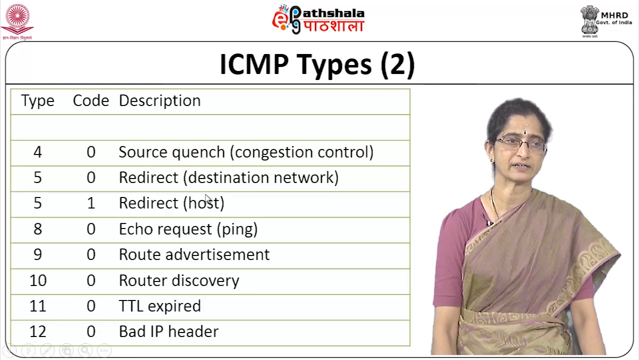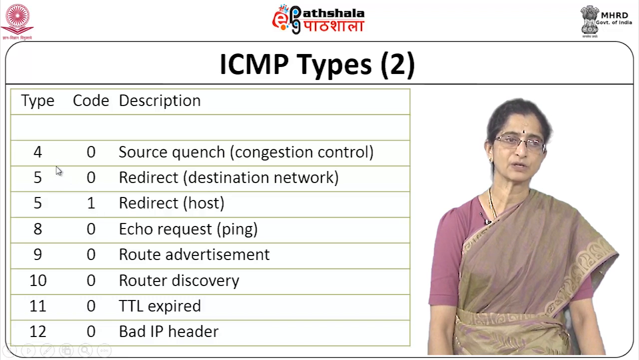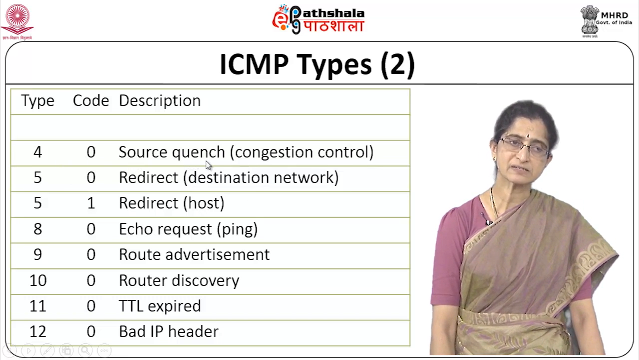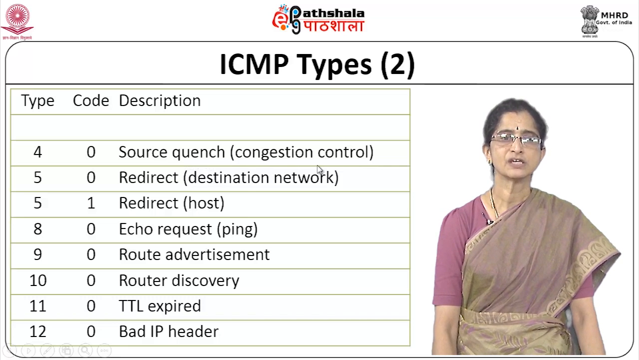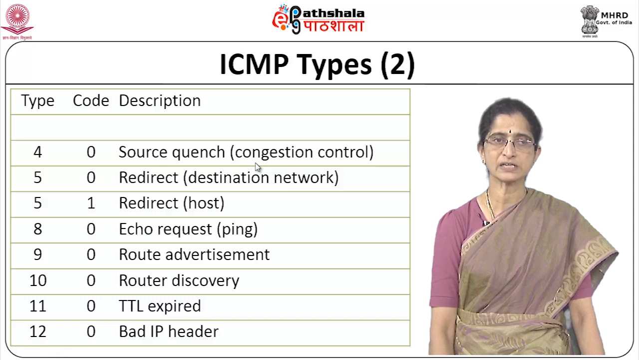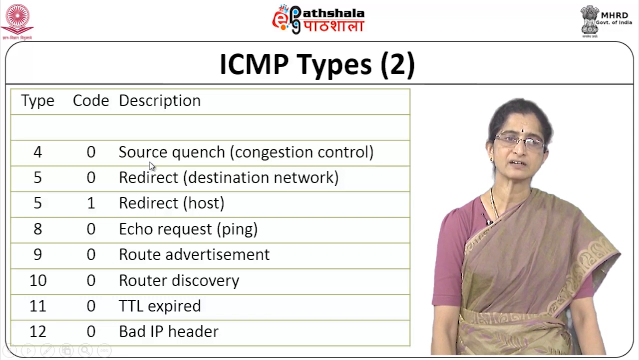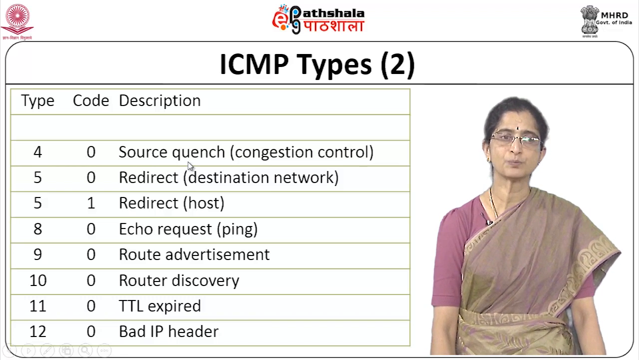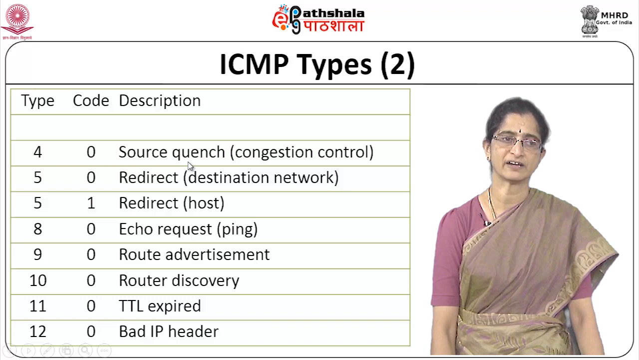There are further more categories. Okay, so we have something called ICMP source quench. Now this particular message is basically used for congestion control purposes. That is, if a router is congested, it could send a source quench message. Basically, all this tells the source is that look, I am getting congested, so you please reduce the amount of data that you are sending.